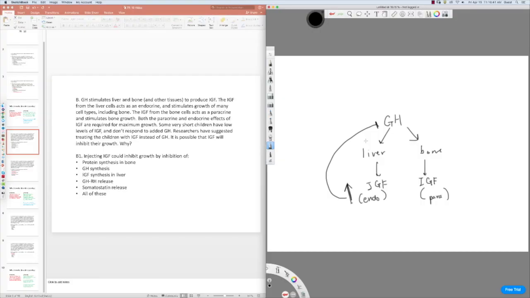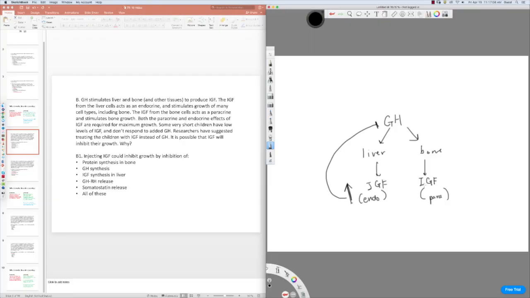Okay, let's start going through each of the answer choices. Injecting IGF could inhibit growth by inhibition of blank. Now the key word here, I think, is not what is inhibited, but specifically which of these, when inhibited, would actually cause issues with growth, right? So the first one, protein synthesis in bone.